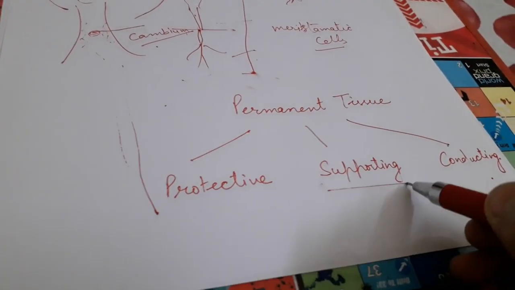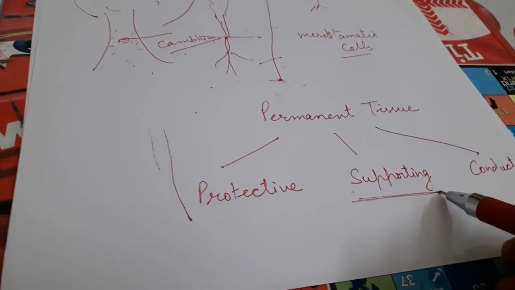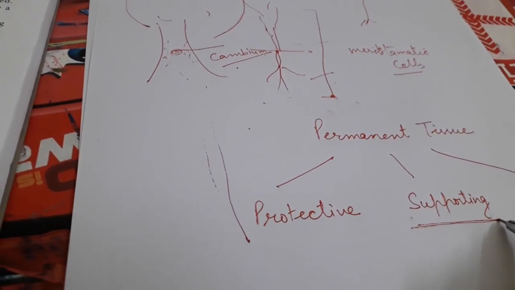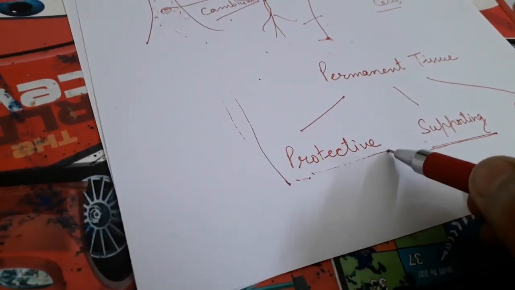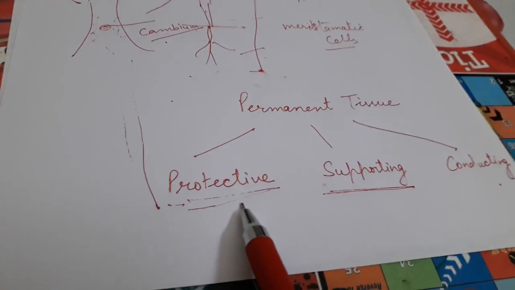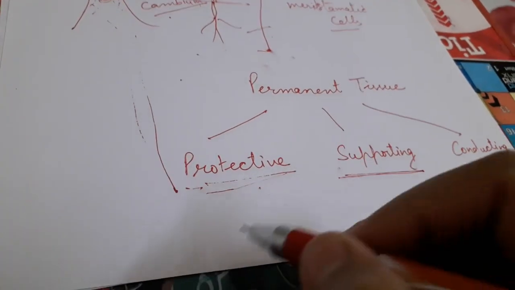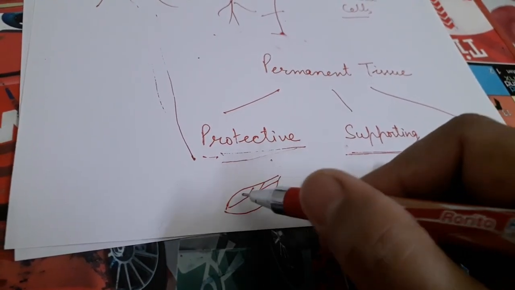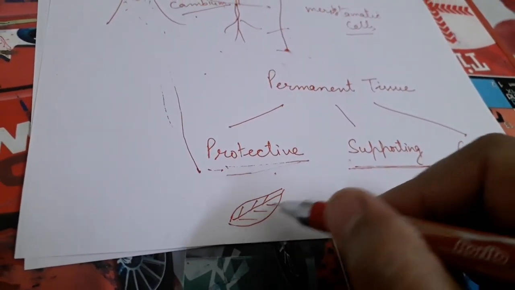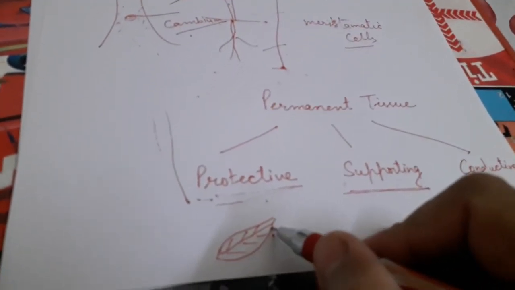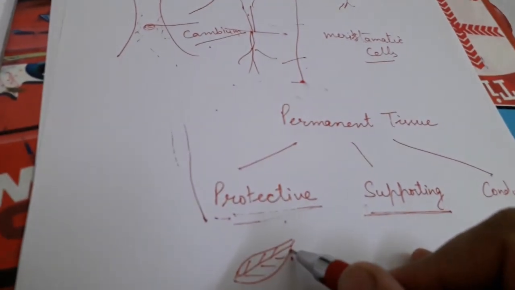Supporting tissue, which provides support to the plants, will be your Parenchyma, Collenchyma and Sclerenchyma. And protective tissue is some kind of cells or tissues which help in general protection of the plant parts. This includes the cells which are present on the leaves. If you see the structure of the leaves, on the top surface there is a layer of cells. We call it epidermis, epidermal tissue. It protects the leaves.